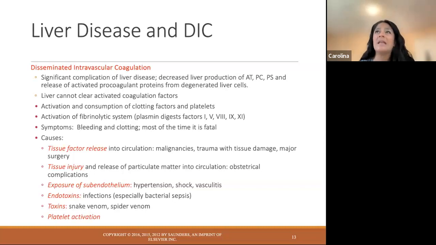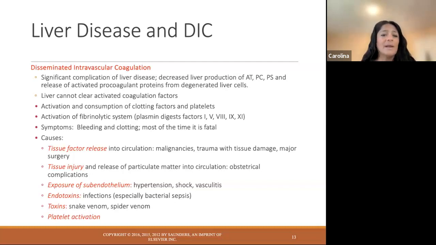Whatever the issue is with the liver, again, whether it's hepatitis or cancer, because it's such a major site of coagulation factor synthesis, it will cause a series of things to happen. Just by having a decrease in the production of antithrombin, protein C, and protein S, all of that is an issue in and of itself, right? So DIC can be triggered by, again, tissue factor release into the circulation. And again, malignancies, trauma, tissue damage can all happen in liver disease.